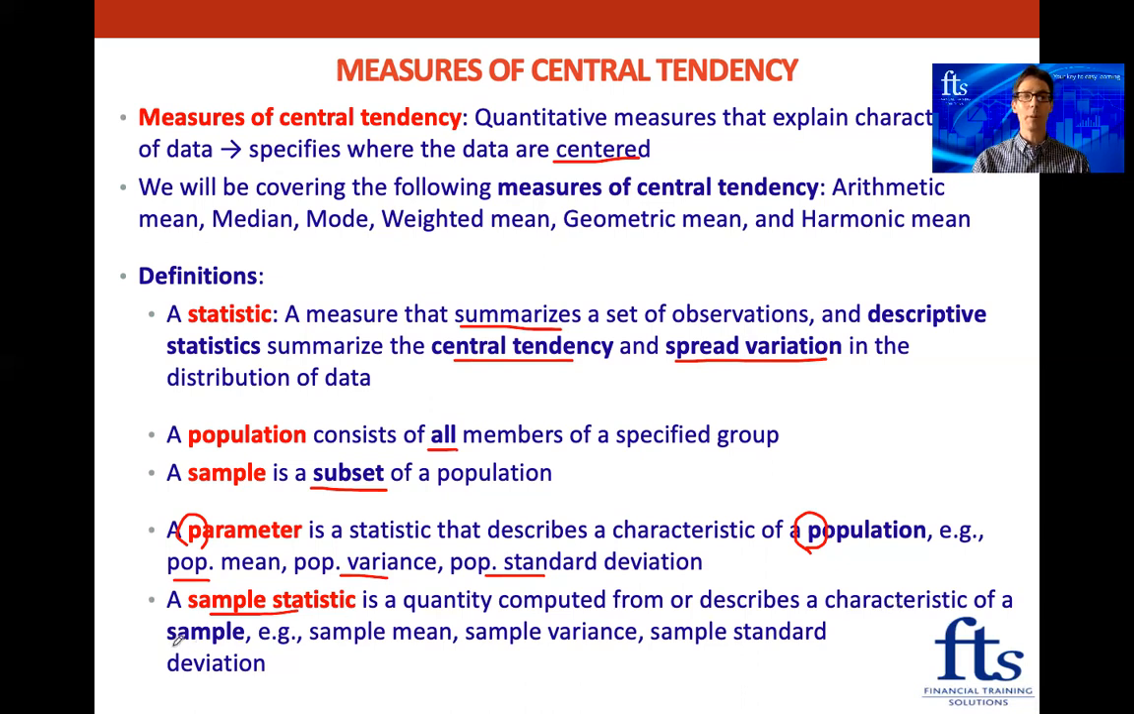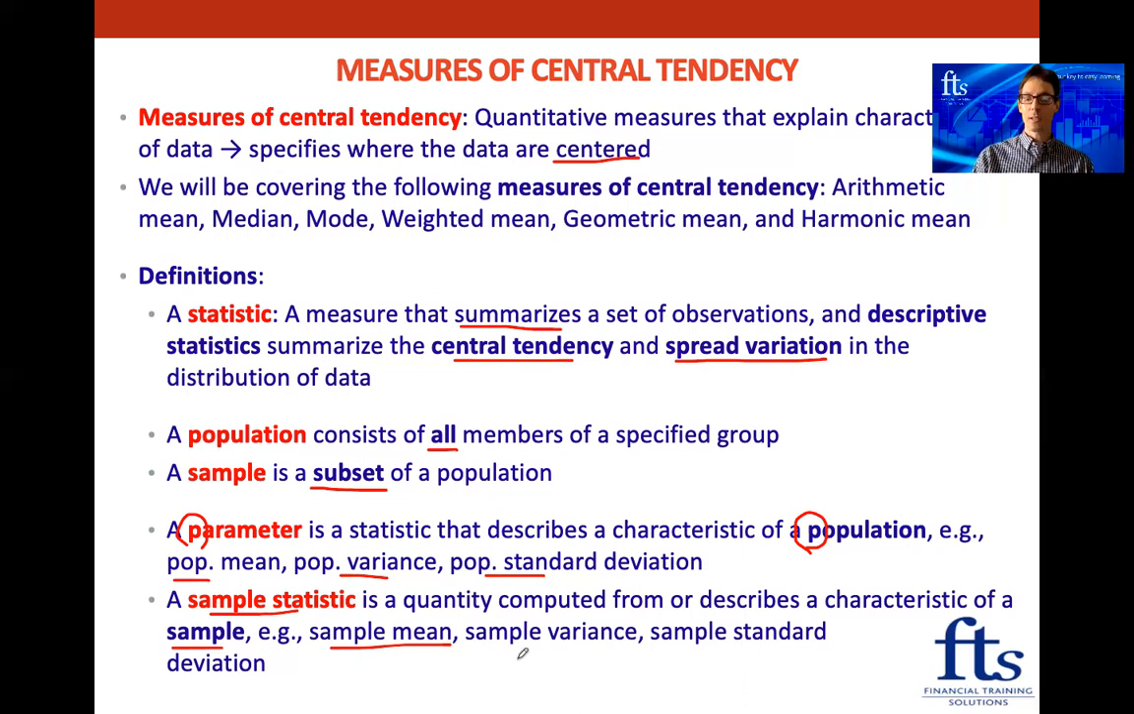And then a sample statistic, this is a quantity computed from, or it describes a characteristic of, a sample. So if we work out the sample mean, of course, that's going to be a sample statistic. And most of the time we use sample statistics because the population information is just too much. So we normally rather use sample stats.